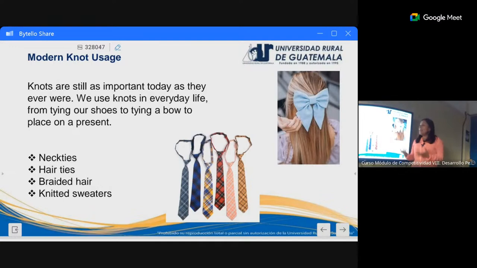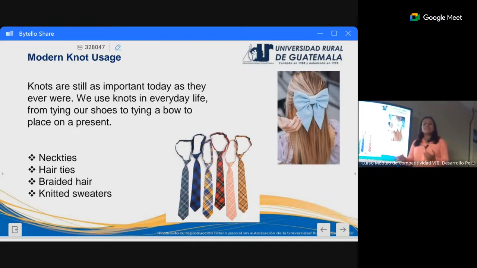So neckties, hair ties, braiding hair. Also, if you are a mother and you love braiding your daughter's hair, this is another type of knot I really love, because that is really an art. I have a 9-year-old daughter, and sometimes when I have the time, I watch videos to learn how to braid her hair, and she looks really beautiful. So we need to take our time, right?